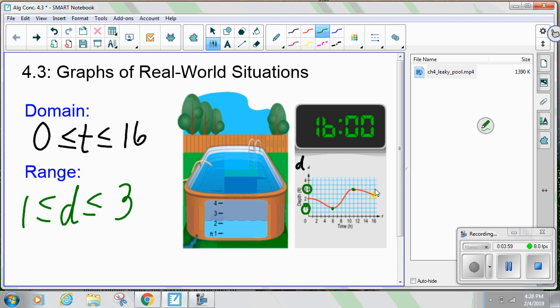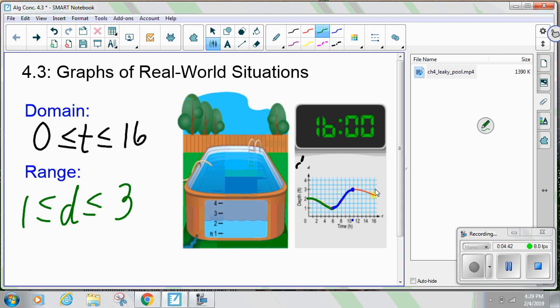We can say that the pool begins at a depth of 2 feet and starts leaking until we hit 6 hours. So for 6 hours, the water is leaking out of the pool, and the depth is becoming less. The depth is lowering. It looks like at 6 hours, we start filling that pool at a faster rate. So we turn on the hose, and the depth starts to rise until we get to, it looks like, 11 hours. So up to 11 hours, the depth is rising.